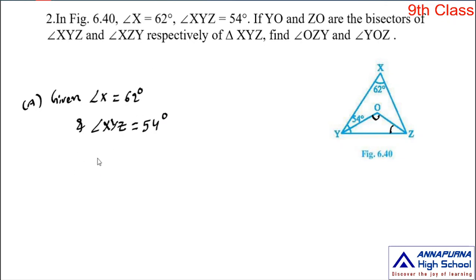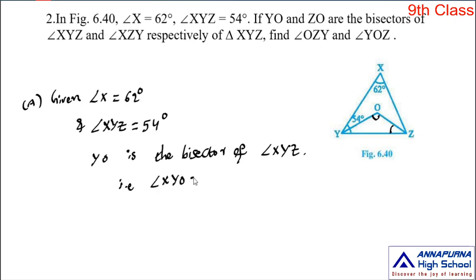and YO is the bisector of angle XYZ, that is angle XYO is equal to angle OYZ.